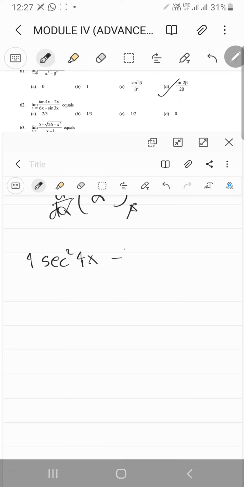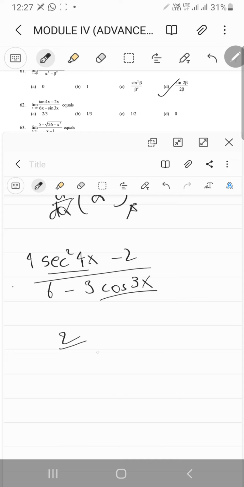4 secant of 4x minus 2 minus 3 cosine of 3x. Okay, yeah, that's correct. So now we have to put x equal to 0 into this thing. So this will be 1. So 4 minus 2 is 2. And this will be 1. So 6 minus 3 is 3. So this is just 2 by 3.